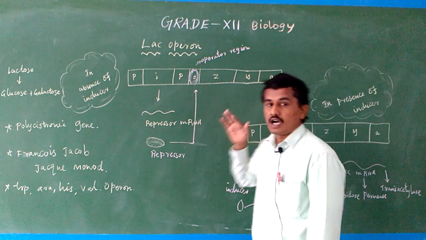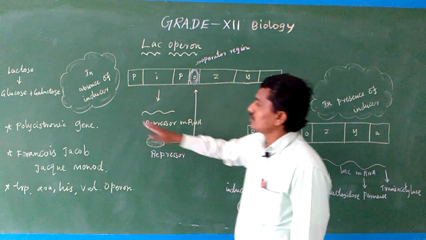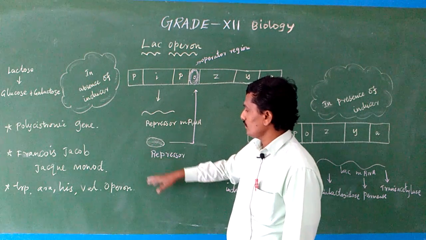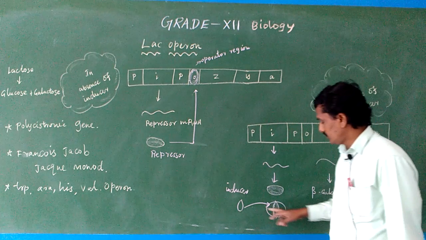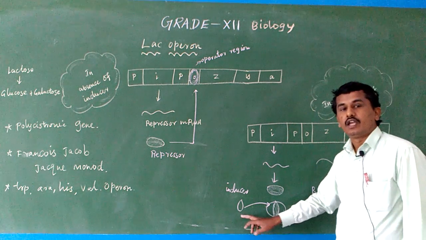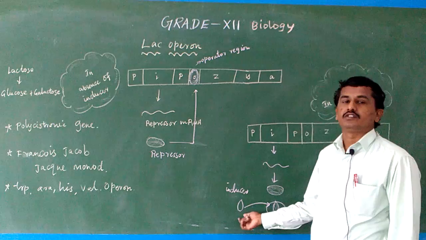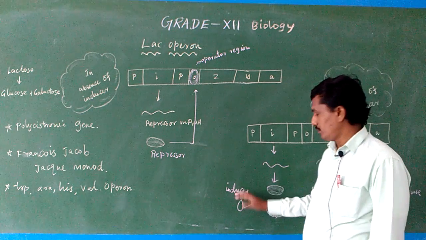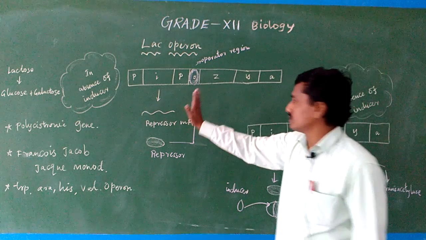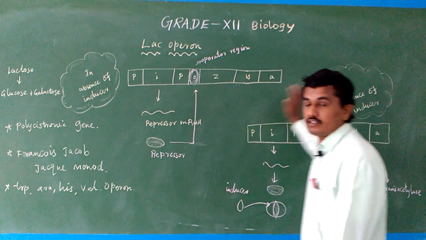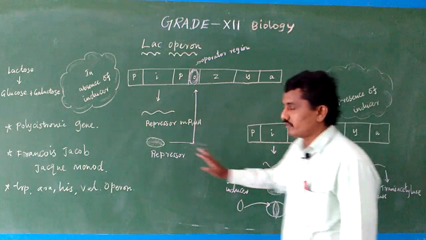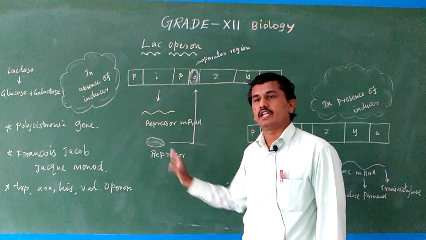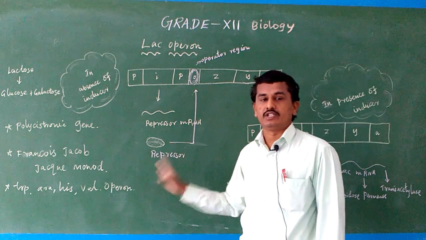Okay, so in the normal situation, in the absence of inducer. Inducer is this, here an inducer will come. This is actually the inducer, and it is nothing but lactose. Lactose here is the inducer. So this is the first situation, and that is the second situation. In the absence of inducer, there is no inducer. In this situation, the inducer lactose is absent in the bacterium.